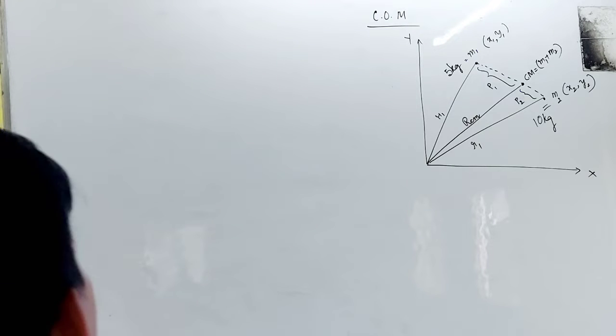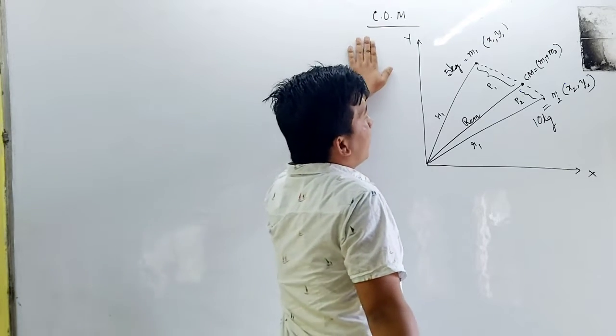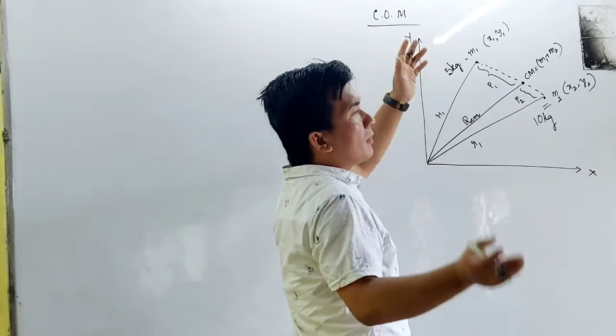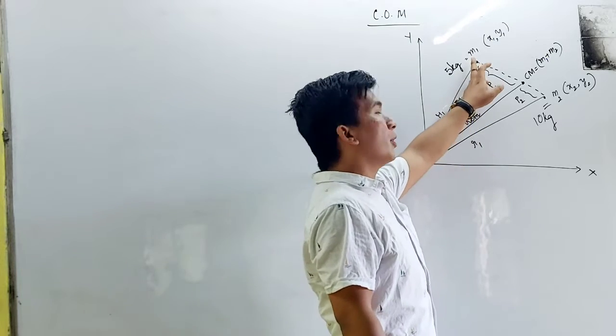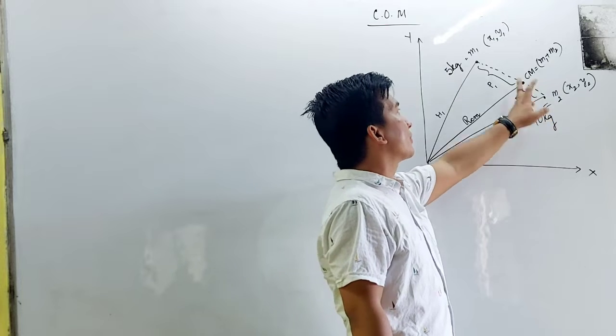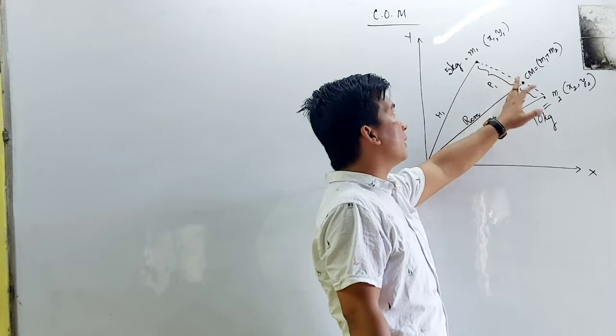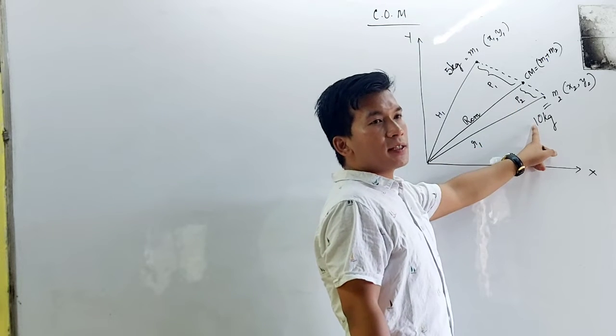Let us define the center of mass. It is a point where the total mass of the system is assumed to be concentrated. Consider a system of two particles, M1 and M2. M1 and M2 are the two particles. M1 is considered to be 5 kg, M2 to be 10 kg.